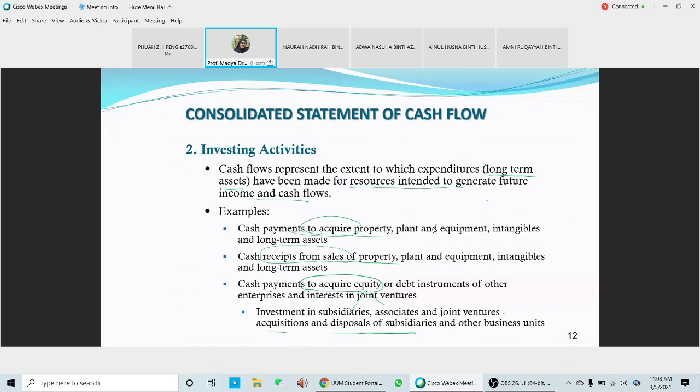For your fixed assets or long-term assets, investing includes acquired PPE, disposed PPE, and then acquired investments or disposed investments. Acquired or disposed investments include subsidiary, associate, and JV. So for investing, we are focusing on fixed assets, including investments.